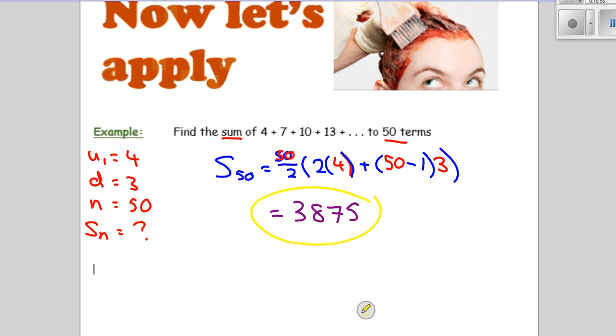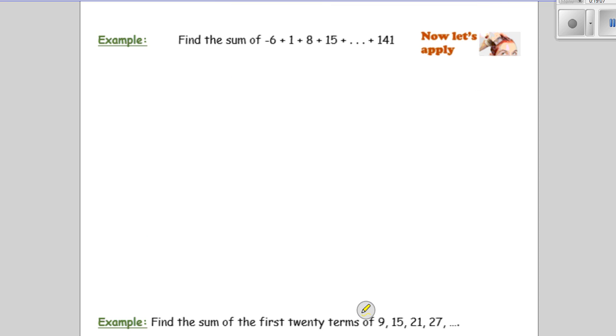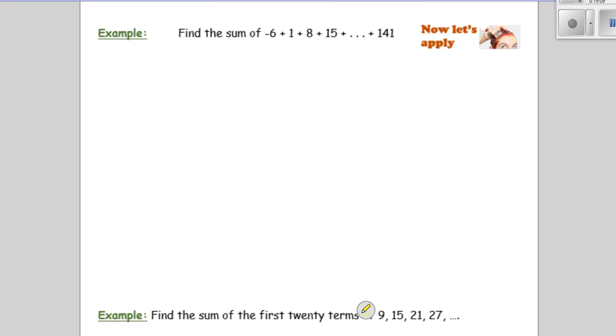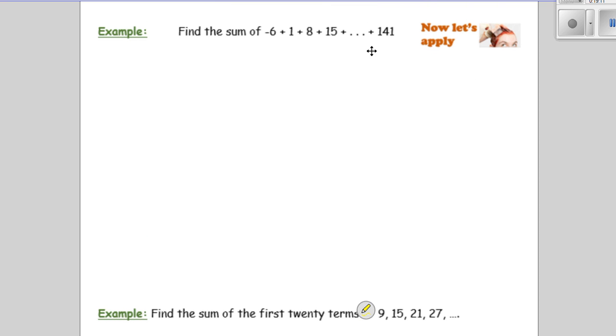So you might want to have your little formulas page on the side as a reference, because remember you'll always have your formula booklet. So then you can decide which formula you want. Find the sum of these ones. Which version of the formula would you use? The short one or the long one, do you think?